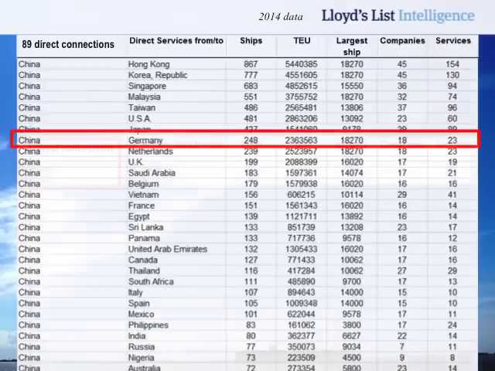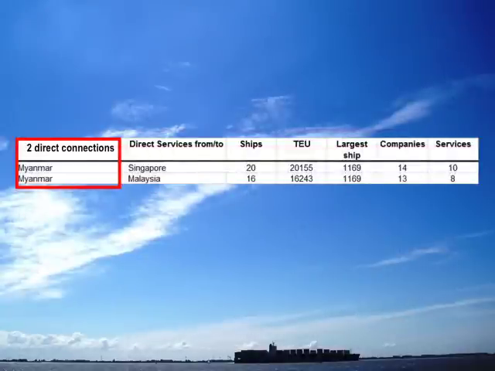If you compare this to Myanmar, Myanmar only had 2 direct connections, to Singapore and to Malaysia. So there you see the big difference of being more a country that is connected through feeder ports, or which has its own hub ports and direct services.